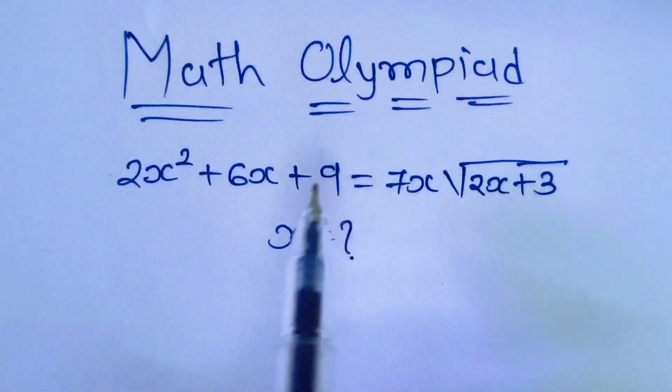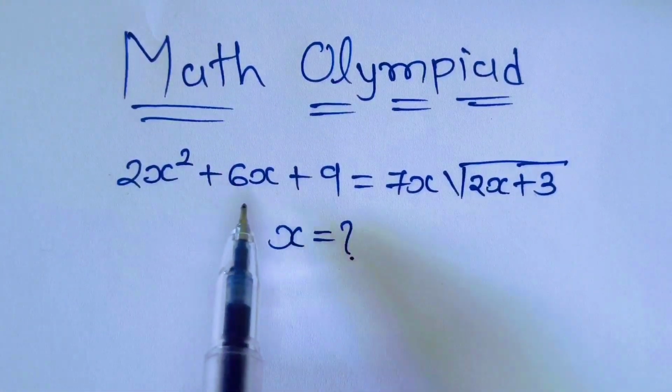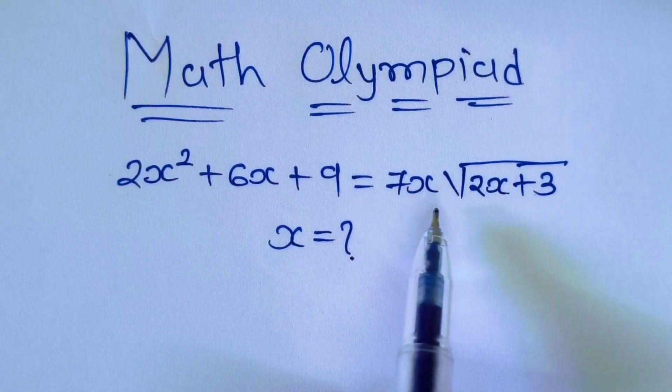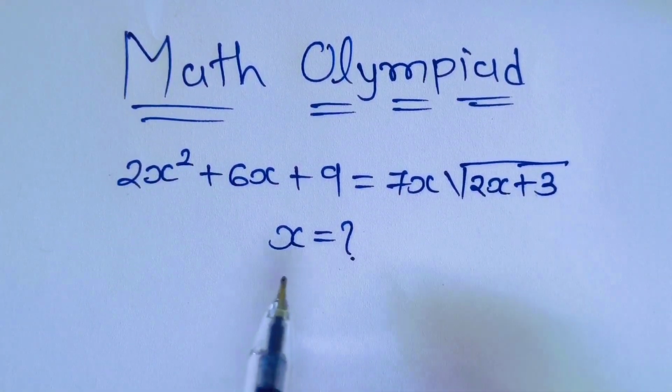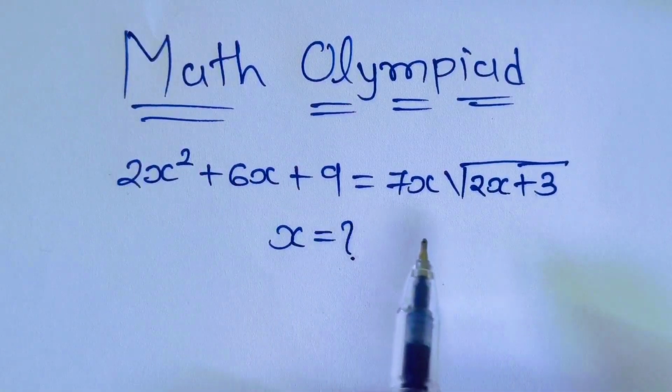Math Olympiad question. The question is this: 2x² + 6x + 9 = 7x√(2x + 3). Then find the value of x. How to solve this type of equation?